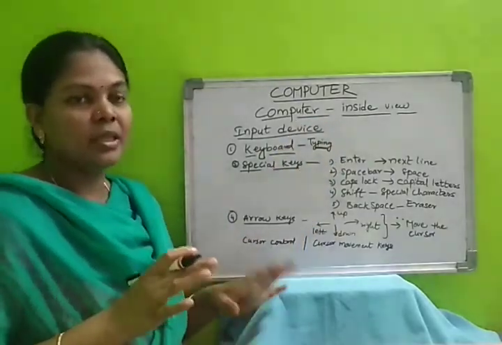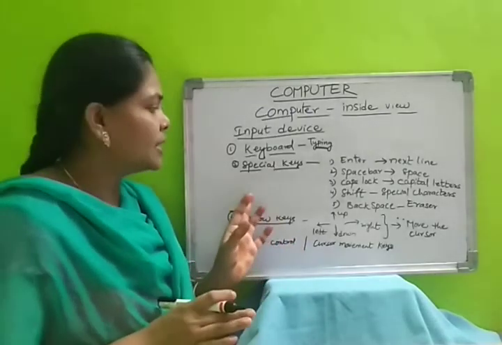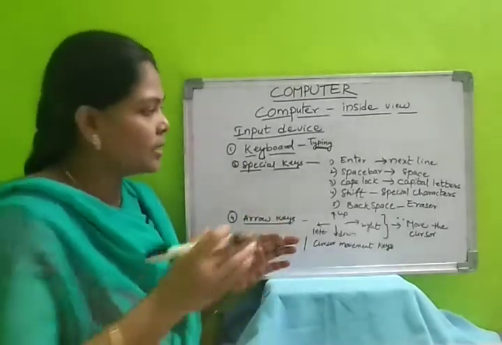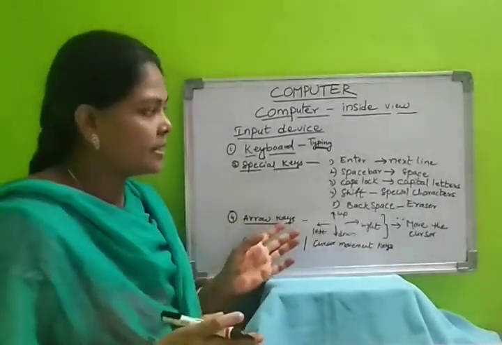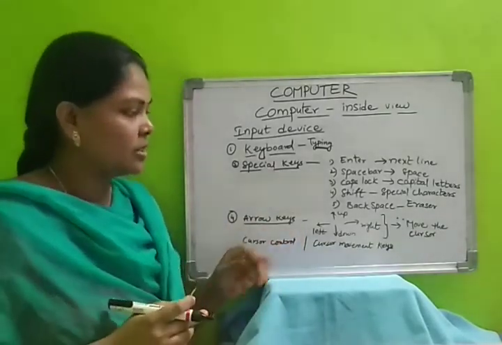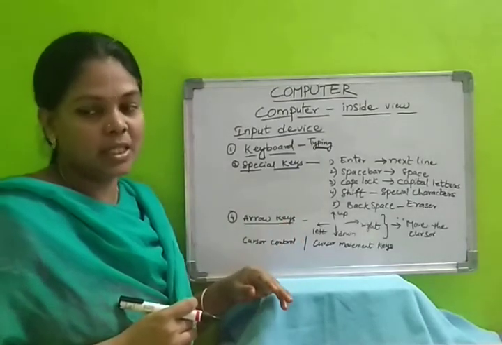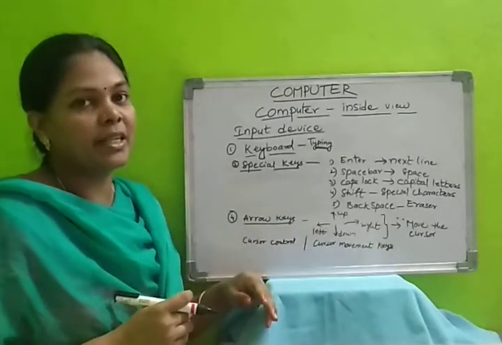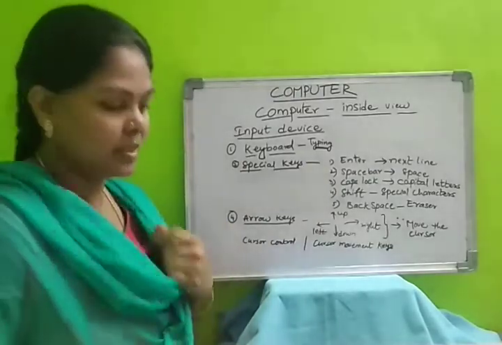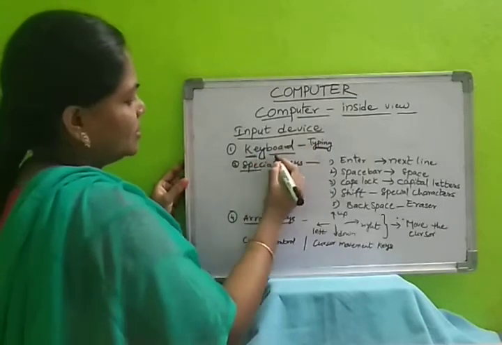Okay, we can type letters, numbers and special characters. And we have different special keys to work: to go to next line, to give space, to type special characters, to erase letters. And one more type is arrow keys. So 4 arrow keys are there. Using these 4 arrow keys, we can move the cursor in 4 different directions. So those are called cursor control or cursor movement keys. So this is about keyboard. What is the first input device? Keyboard.